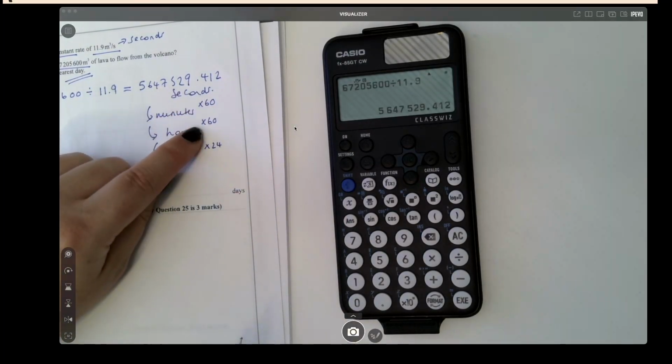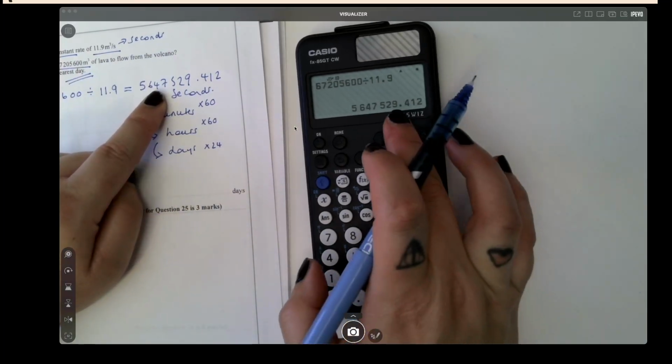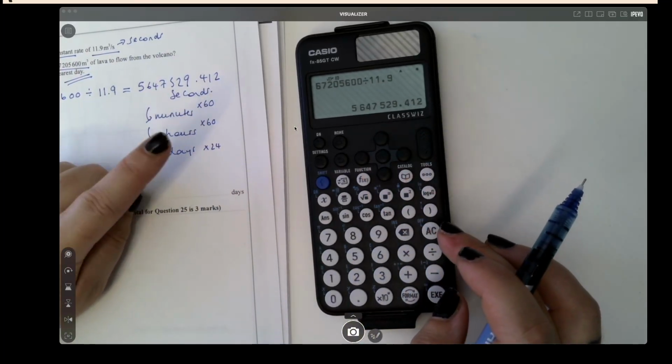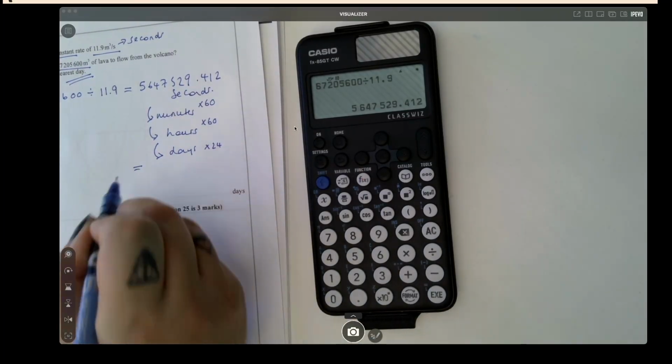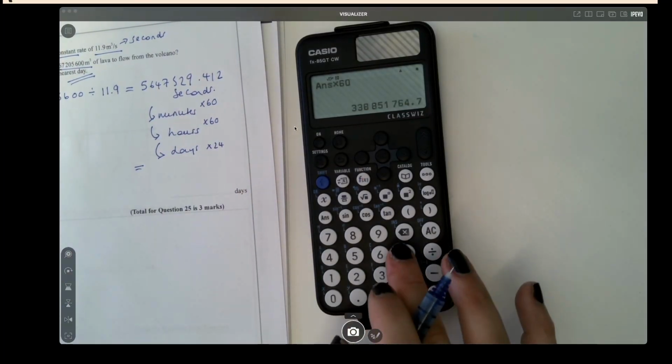So we're going to do this sum in one big lump. We're going to do this that's still in our calculator, multiplied by 60, multiplied by 60, and multiplied by 24. So multiply by 60, multiply by 60.